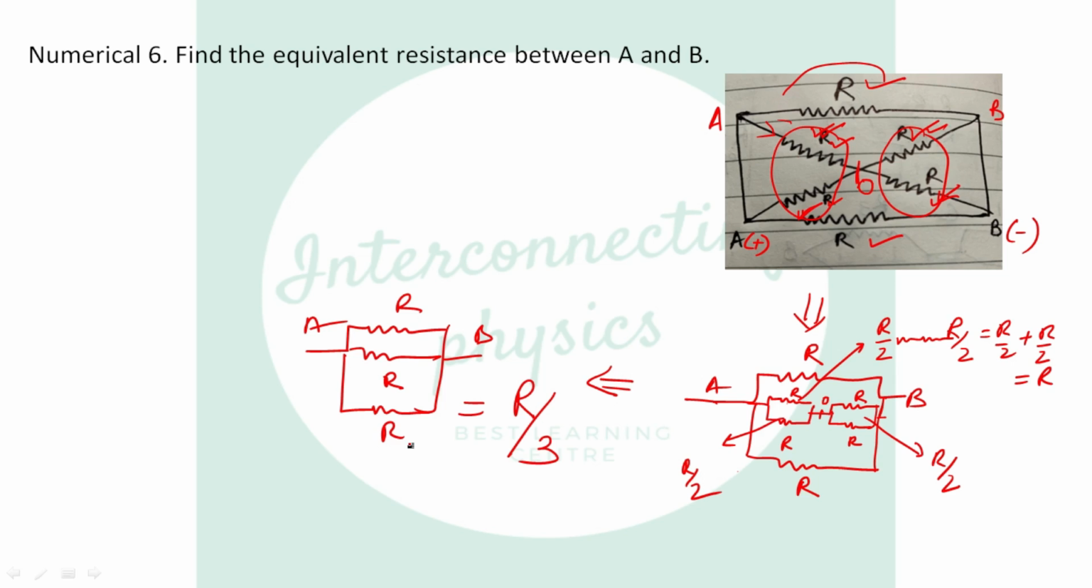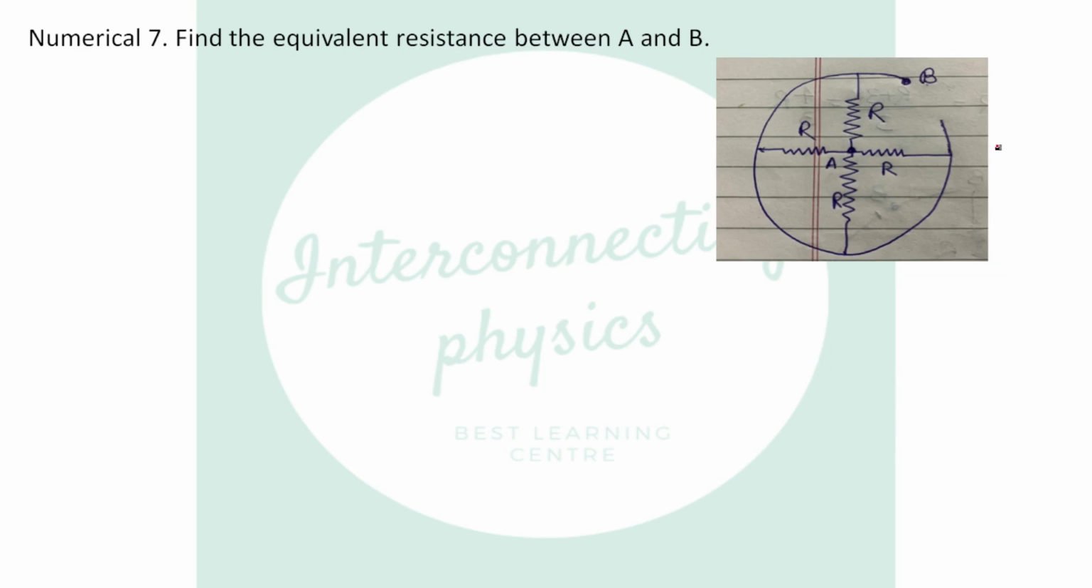Okay. Now the next problem. Let us understand this problem. Now if A is at positive potential and B is at negative potential, then if we move from here to here, no element is present, so point B will come here. Here to here, no element is present, so point B will come here because there is no potential drop. Again, no element is present, no potential drop, so point B will come here.